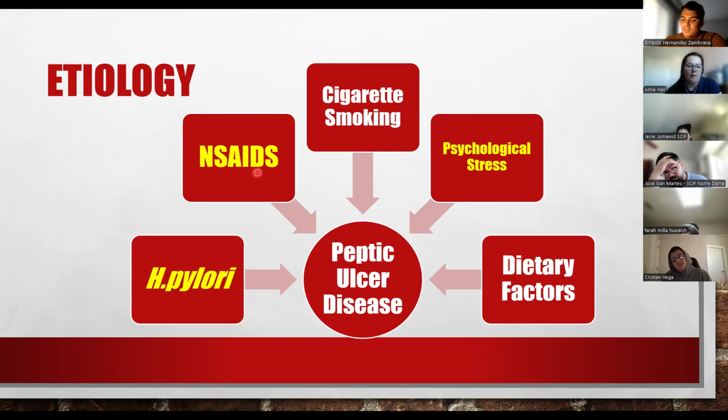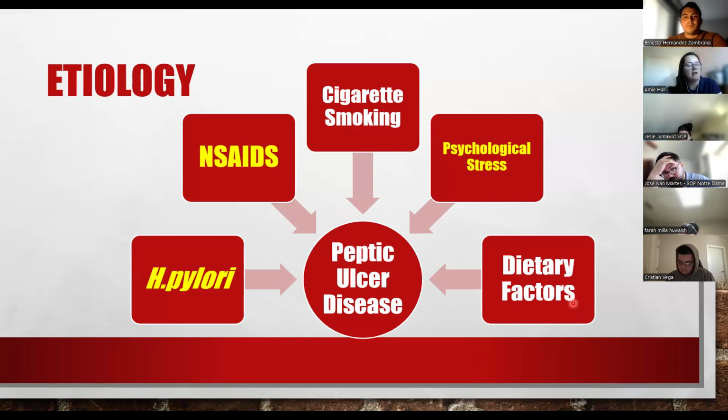NSAIDs also put patients at high risk for peptic ulcer disease. Cigarette smoking can increase your risk of peptic ulcer disease. The treatment for that is smoking cessation, and that is pretty straightforward, although challenging for patients to do even when we give them medicines. Psychological stress and physiological stress can lead to peptic ulcer disease. And this is going to be especially important when we talk about stress ulcer prophylaxis later on today. And then there can be dietary factors.